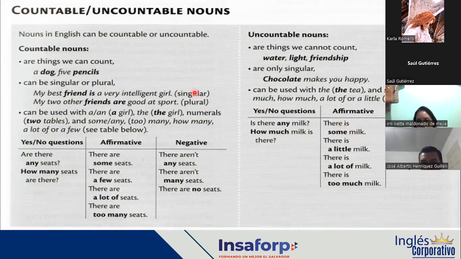Thank you. Now, si se fijan también en este caso, we are using quantifiers. Y los únicos que nunca cambian van a ser some and a lot of. Then, a few que utilizamos acá es suplantado por a little. And too many that we were using in the countable es suplantado por too much. So if I say there is some milk, what do we understand by that?